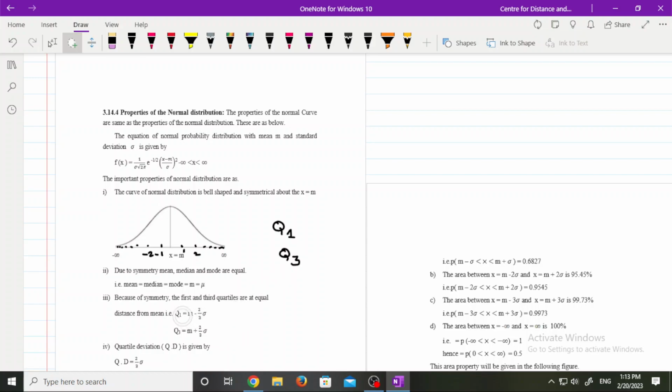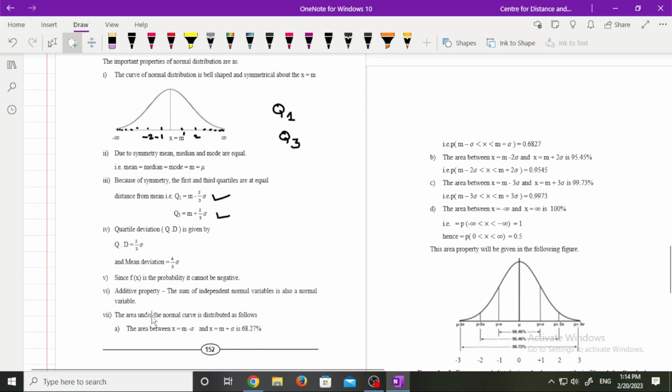we can find Q1 and Q3 from mean and standard deviation. This is our important formula for obtaining the value of Q1 and Q3: Q1 is equal to m minus 2 by 3 sigma and Q3 is equal to m plus 2 by 3 sigma. Then quartile deviation, Q.D., is given by the formula 2 by 3 sigma.